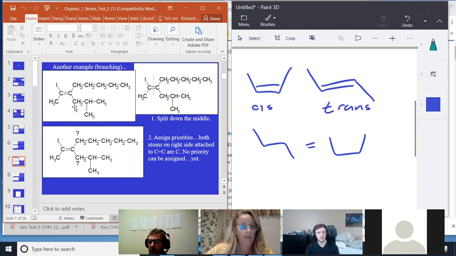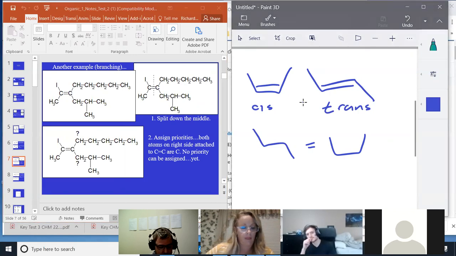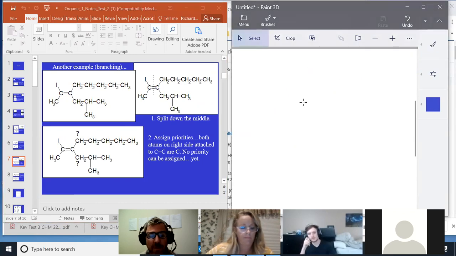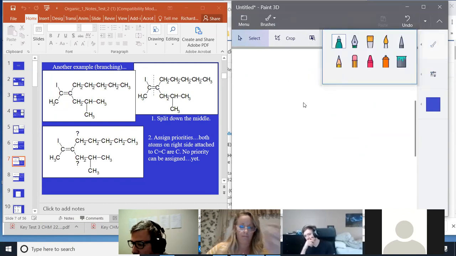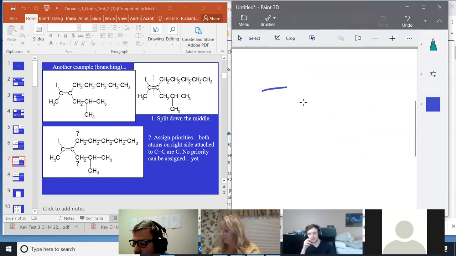Now I can make it fairly easy for you here. If you've got a situation, I'm going to do this as line structures because it's a little bit easier to see. Let's say you've got this situation going on here.